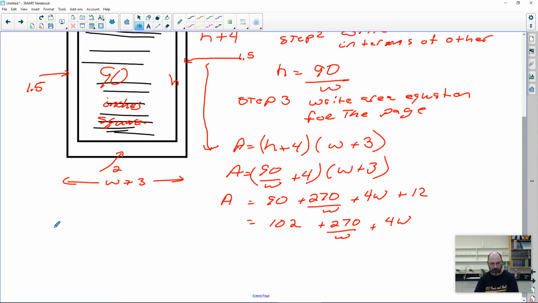So step 4, find the derivative and solve.